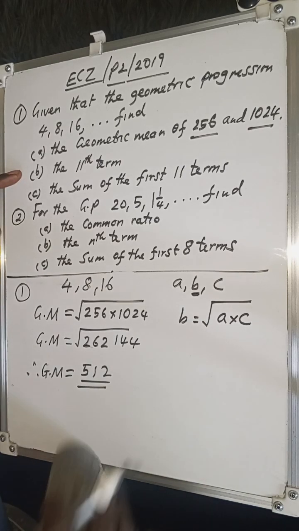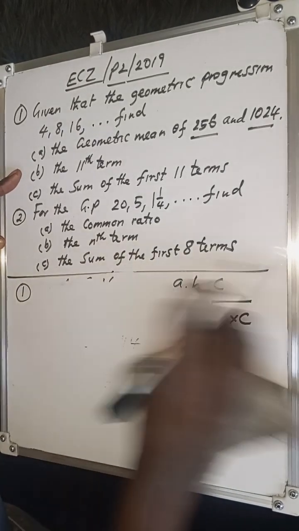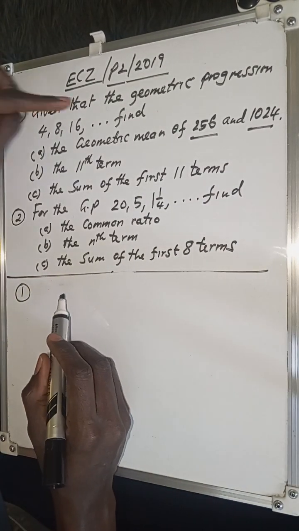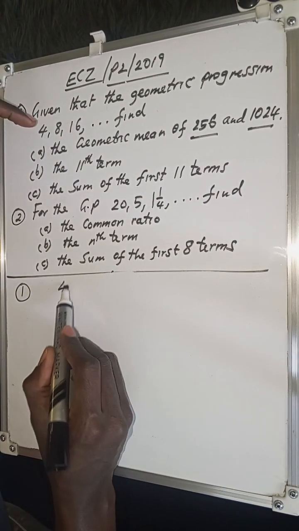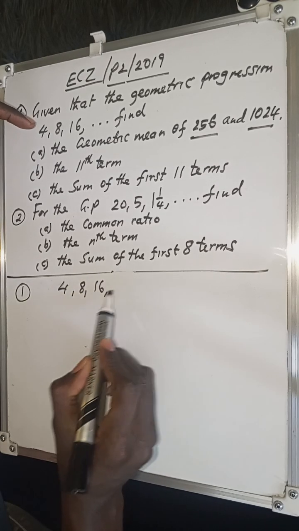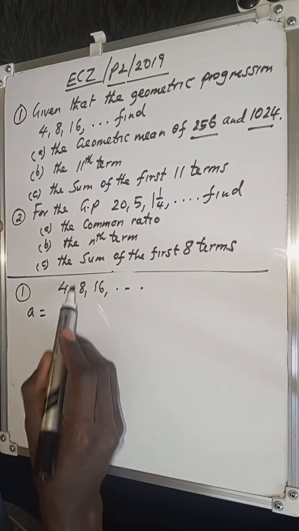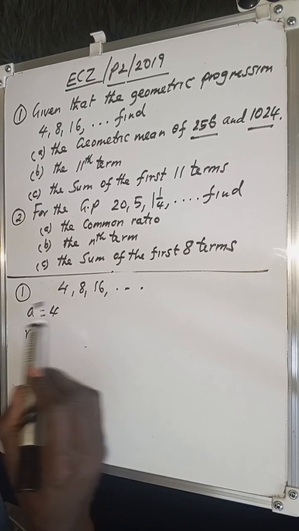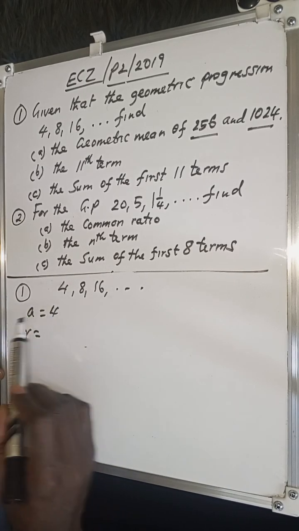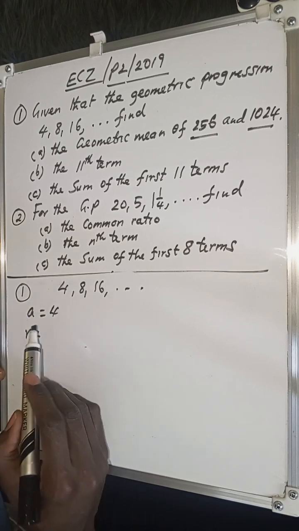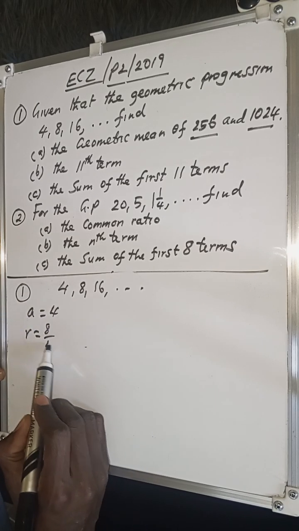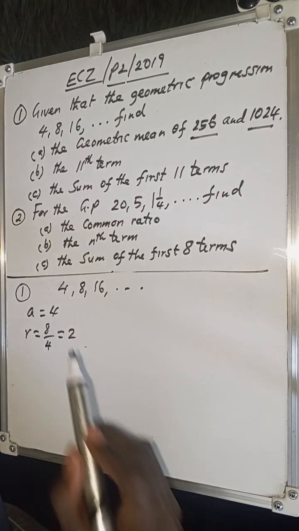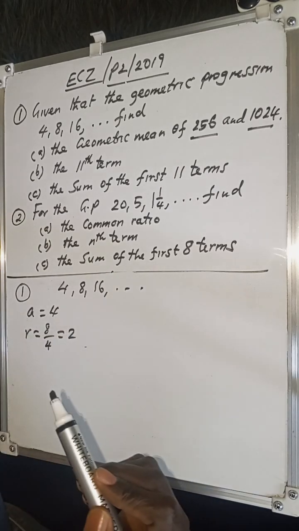Then part B says find the 11th term. So how do you find the 11th term? This is where you are going to use the sequence 4, 8, 16. The first term is simply 4. Then you can get your common ratio, which is simply 8 divided by 4, giving you 2. So that's the common ratio that you are going to have.